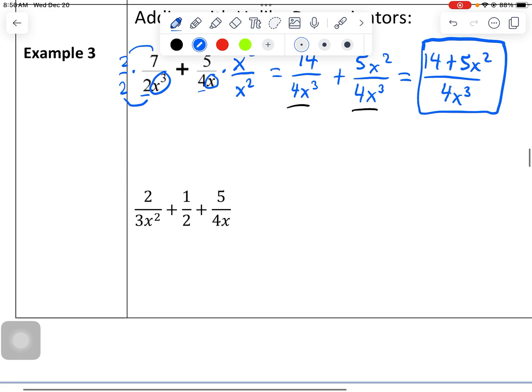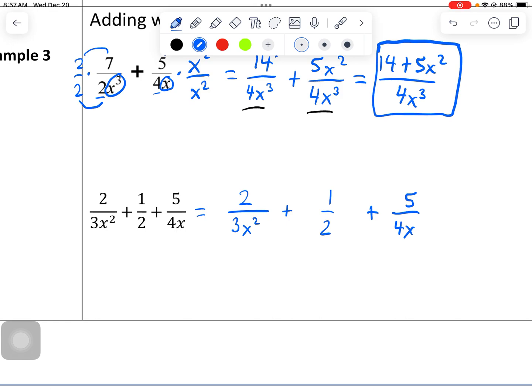This one is even a little bit trickier. I'm going to actually space this out. I'm going to rewrite this so we can see what we're going to multiply by. So this one's 2 over 3x squared, plus 1/2. I'm going to leave myself some space because I'm going to multiply here. And plus 5 over 4x. So for the numbers, 3, 2, and 4, they don't have anything immediately that we can see. We know that 3 and 2 can both go into 6, but unfortunately 4 can't go into that, so we got to go even higher. I think the lowest common denominator in this case is going to be 12.